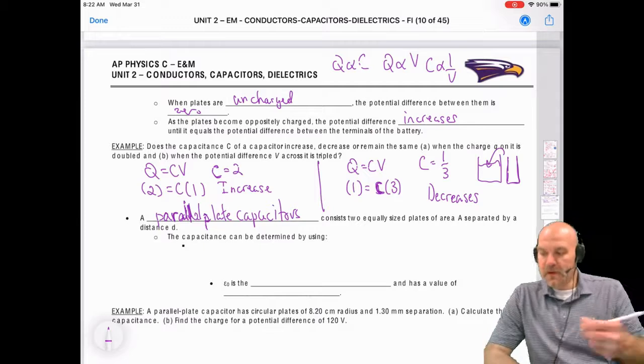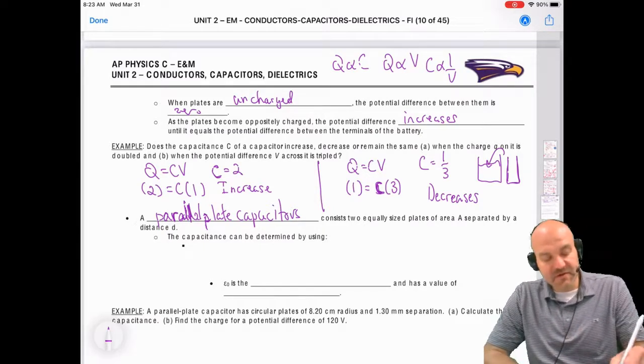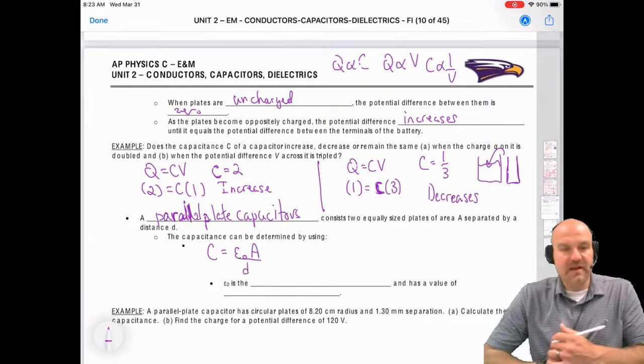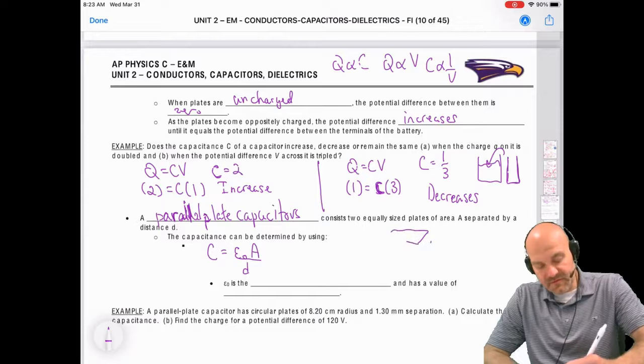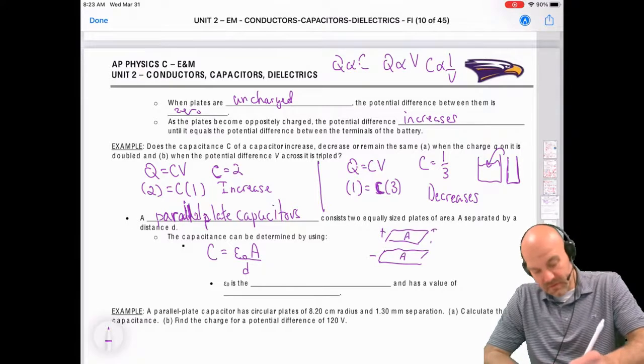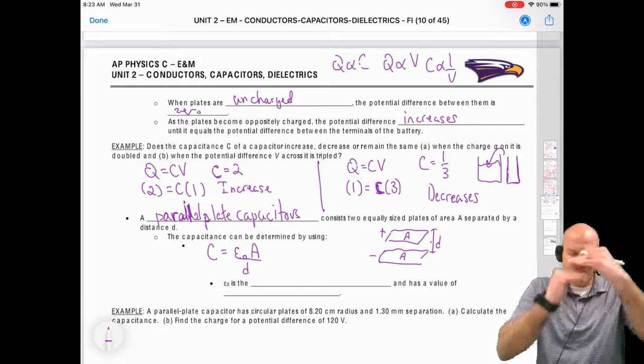Okay, and so the capacitance of a parallel plate capacitor can be determined by using the formula epsilon naught times the area divided by the distance. And if you think about it, we've got these plates that are positively charged and negatively charged. They're going to have an area, and they're going to be separated by a distance d. So that distance between them also does matter.